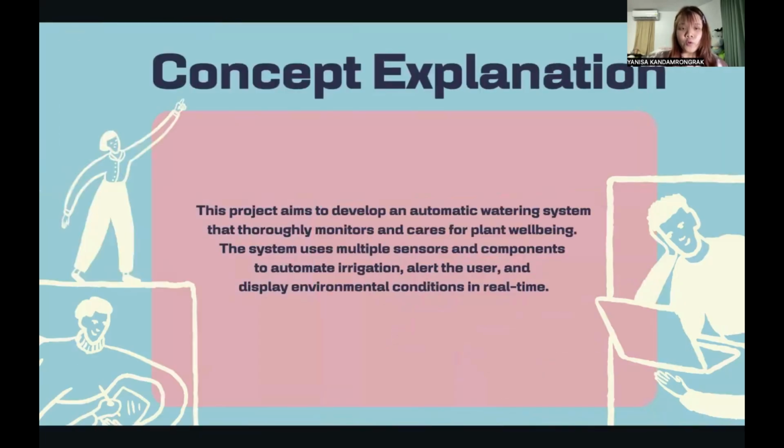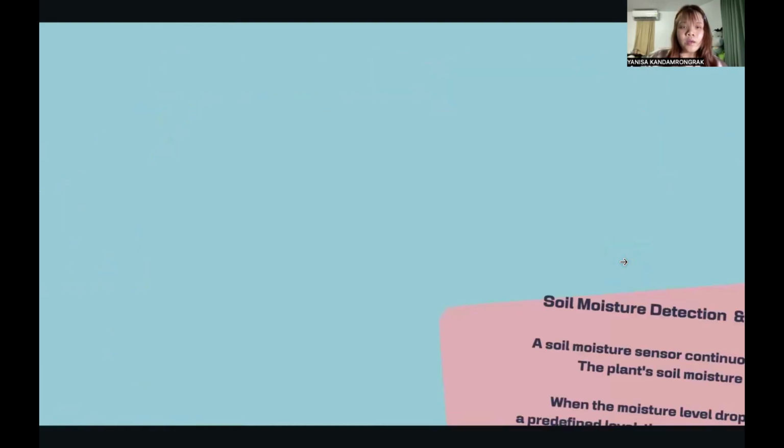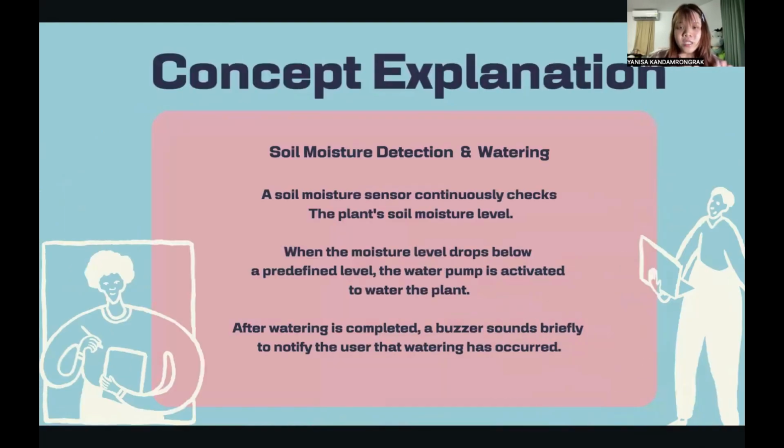The concept of this project is aimed at developing an automatic watering system that truly monitors and cares for plant well-being. The system uses multiple sensors and multiple components to automate irrigation, alert the user, and display environmental conditions in real time. The first one is soil moisture detection and watering.